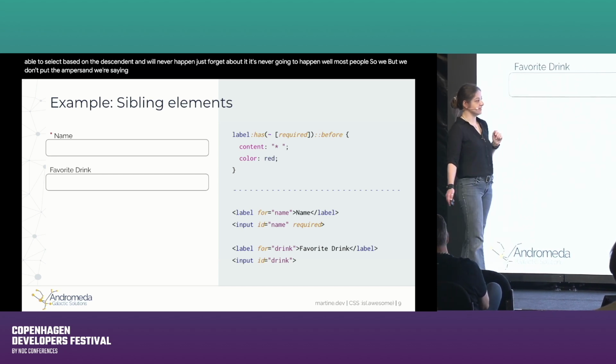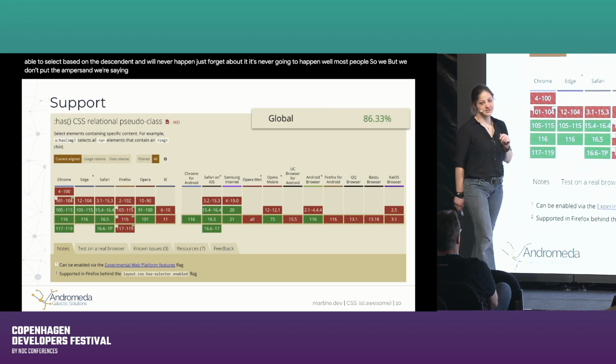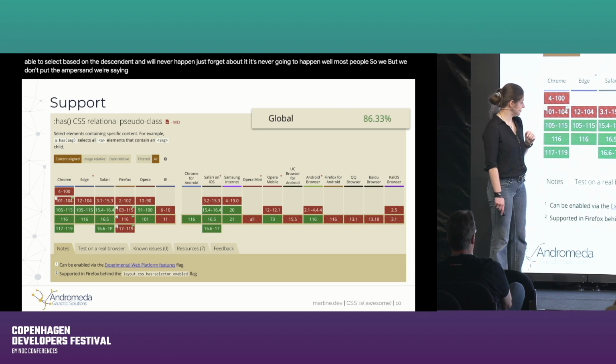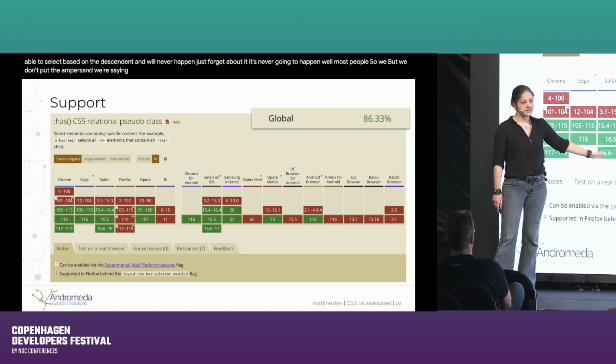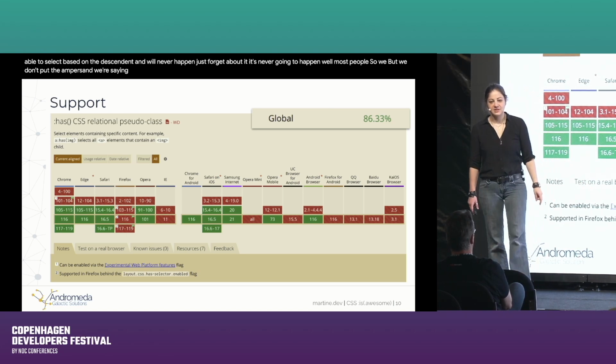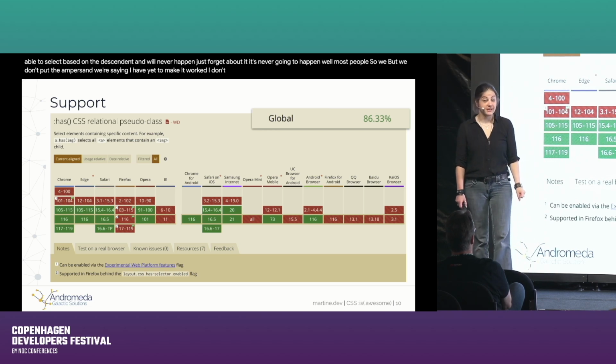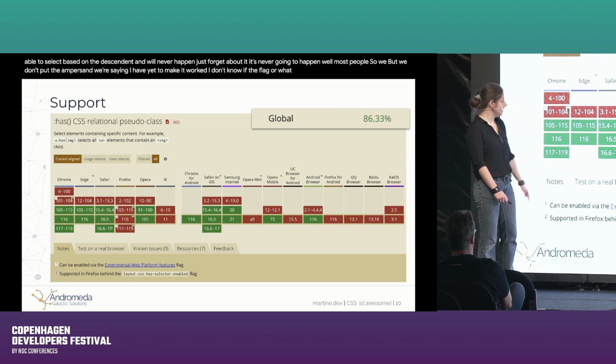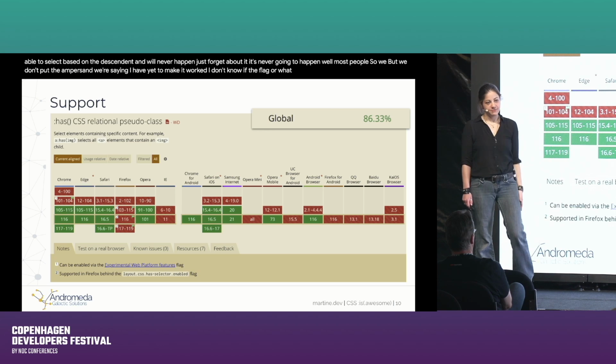The downside to :has is Firefox. Firefox still does not support it and does not seem to. It does have a flag, but I have yet to make it work. I don't know if the flag is buggy or what in the world is going on with it. I have yet to, even with the flag enabled, get it to work. But basically, if you have to support Firefox, you're still going to have to wait on that one.